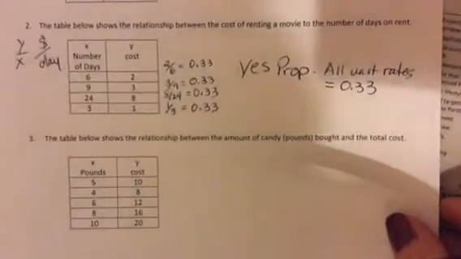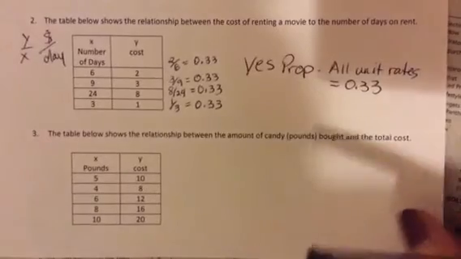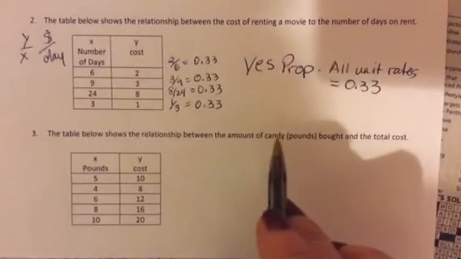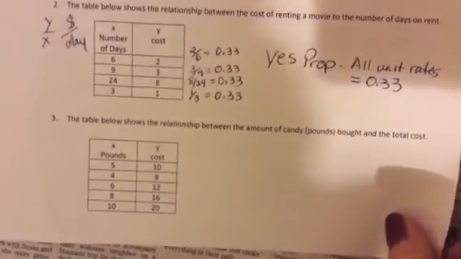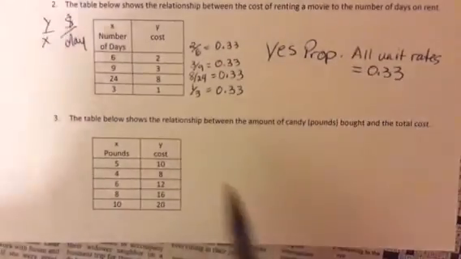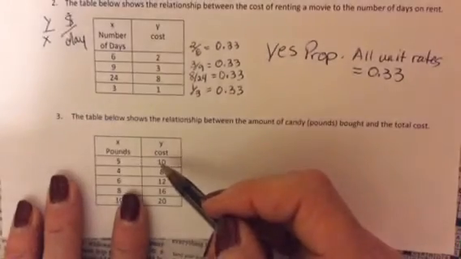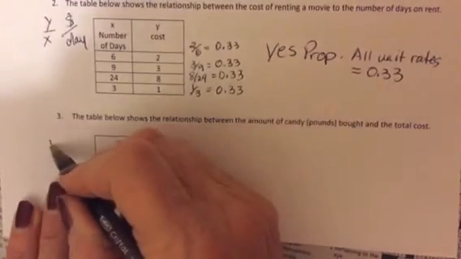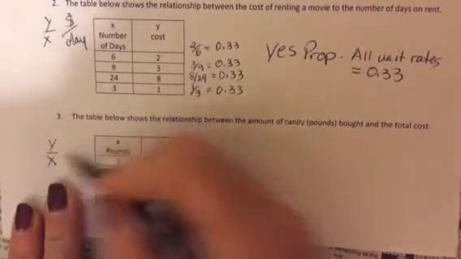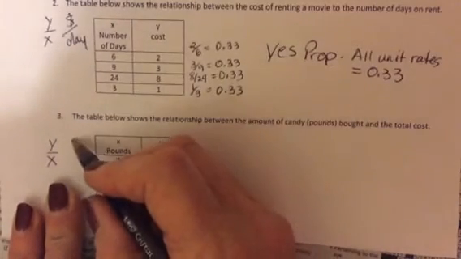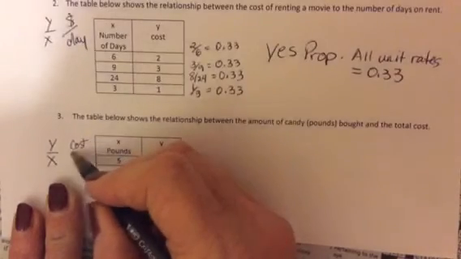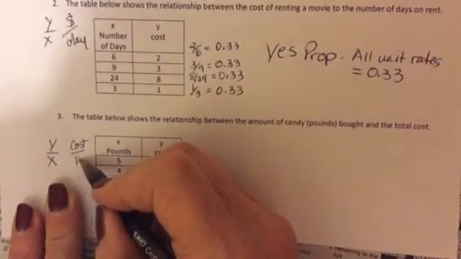Okay, so this table shows a relationship between the amount of candy in pounds by total cost. Pounds per dollar, I guess. It doesn't say if it's dollars, it just says cost. So that's going to be, again, y over x, like they told us, y proportional to x, the ratio of y to x. So that's going to be cost per pound, LB.